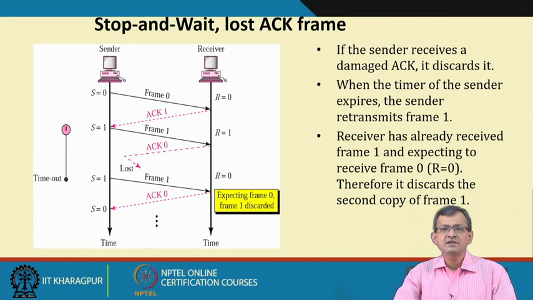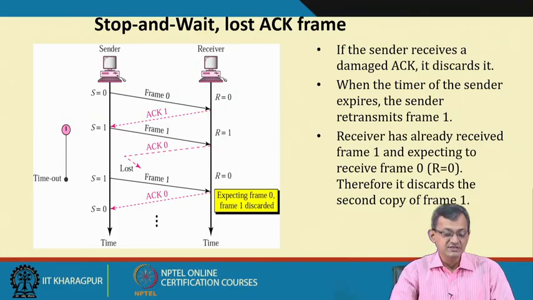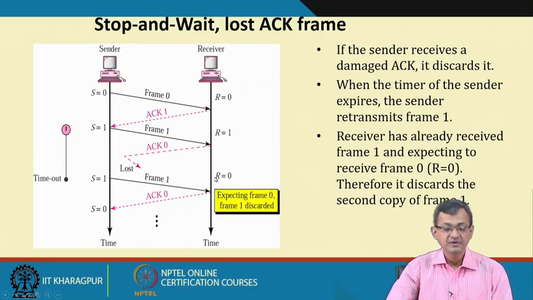How is it identifying this? In the format we have the FCS, the frame check sequence, CRC 32 and so on. It is able to find out whether there is an error or not. When the timer of the sender expires, the sender retransmits frame 1. The receiver already received frame 1 and is expecting to receive frame 0, therefore it discards the second copy of frame 1, because it already received frame 1 faithfully but received it again, and it is expecting frame 0.